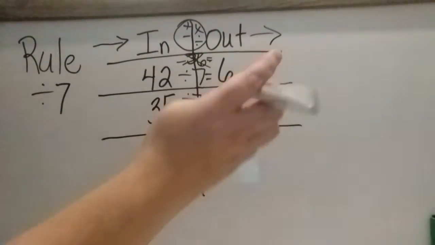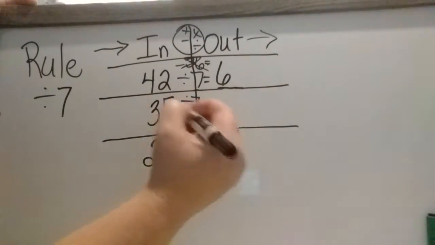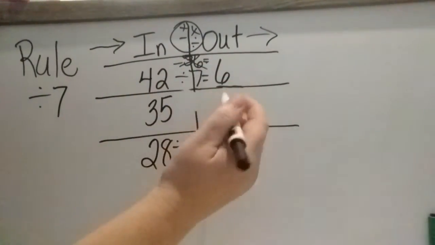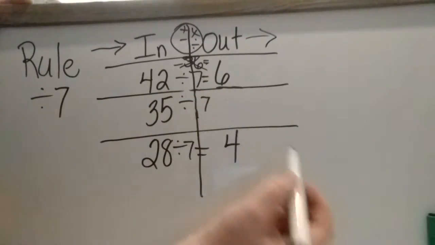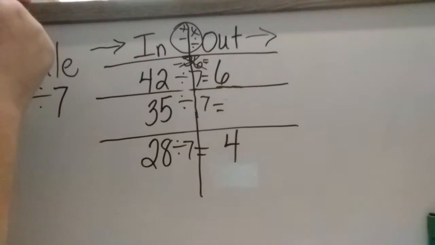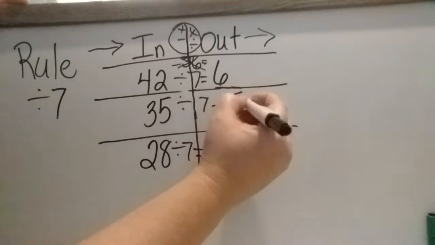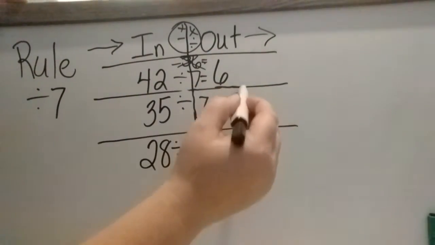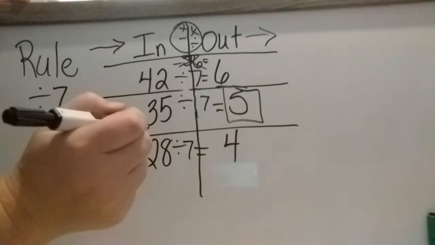So in order to get my missing number, I need to take the number that I know going in, 35. Sorry, I wrote on that line. Divide it by 7, and I will get my number coming out. What number times 7 equals 35? 5 times 7 equals 35. So the missing number in that one is 5.